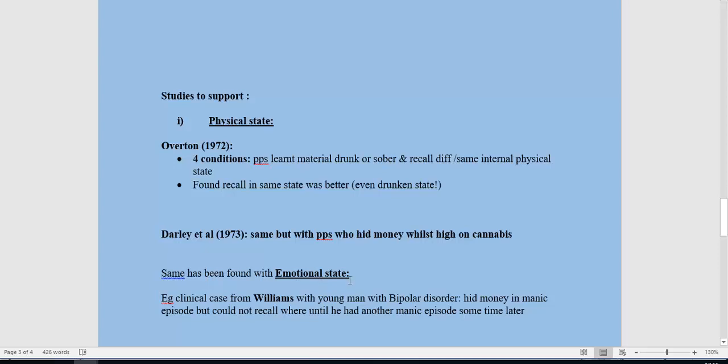The same has been found with emotional state. For example, clinical case studies, such as Williams, with a young man with bipolar disorder who had similarly hidden money in a manic episode. He couldn't recall it when he was more stable, but when he had his next manic episode, he could quite easily remember where he'd hidden his money.